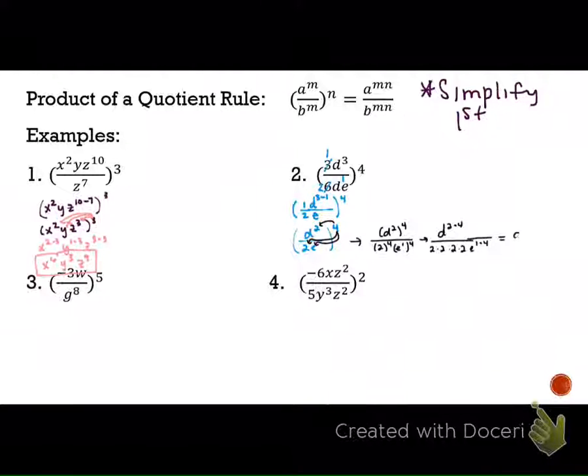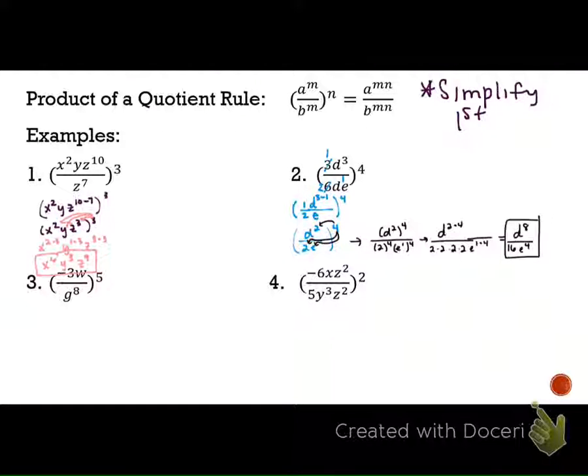So you get D to the 8th over 2 times 2 is 4, 4 times 2 is 8, 8 times 2 is 16, and E to the 4th. Can I simplify D to the 8th and E to the 4th? Are they like parts? No, they are not. So that stays there.